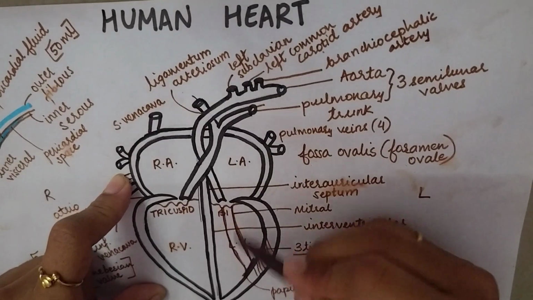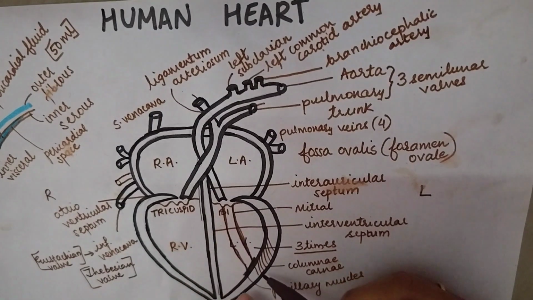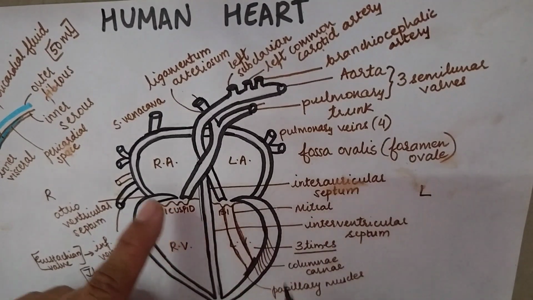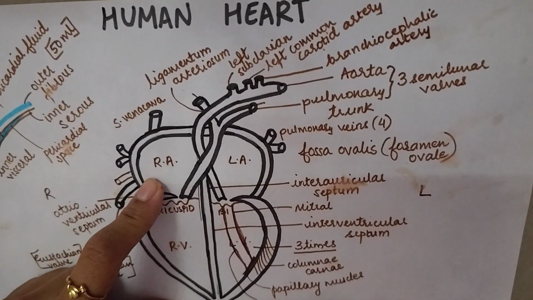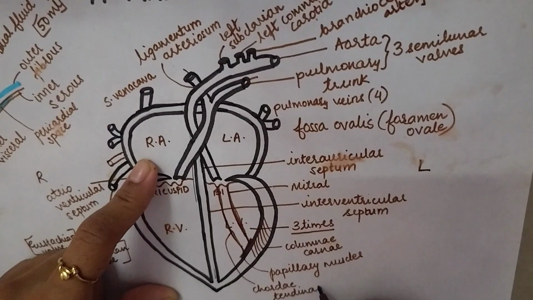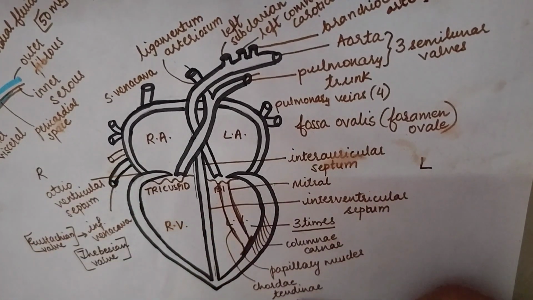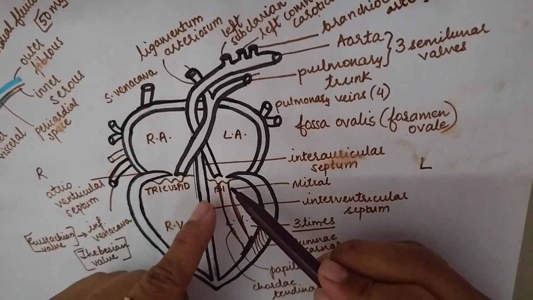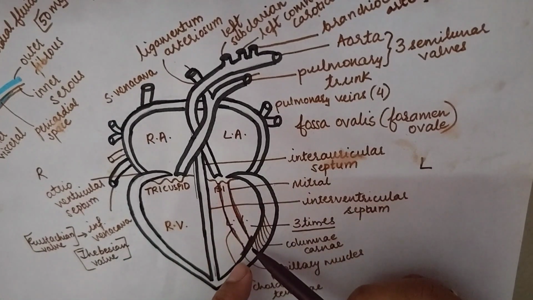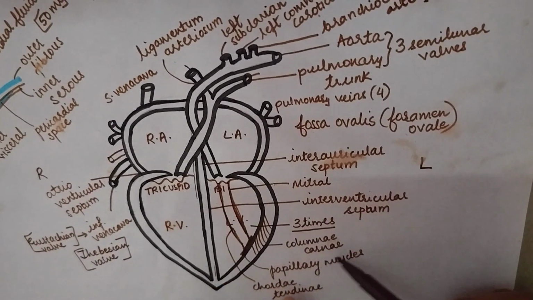Now these thread-like structures which you can see, connecting the cusp with the ventricular wall, are nothing but chordae tendineae. Chordae tendineae. Okay, so we have these thread-like structures, chordae tendineae, which connect the cusp, the valve, with the papillary muscles of the ventricular wall, and here you have ridges. These are the columnae carneae.